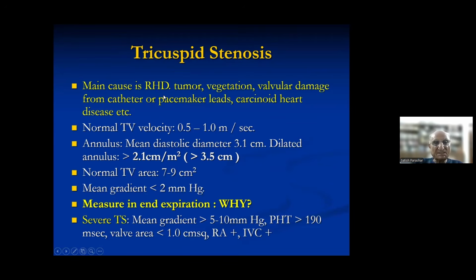That is why in every case of rheumatic heart disease, please look for tricuspid stenosis, because many times you will miss it. And there are various other causes also. And you always measure the right sided velocities in end expiration, because during inspiration there is an increased flow into the right ventricle. So the gradient of the TR may vary. So always measure it in end expiration, and these are some of the signs of severe TS.